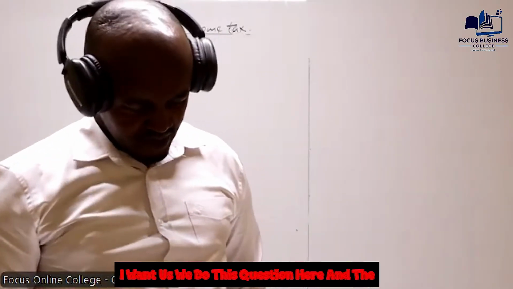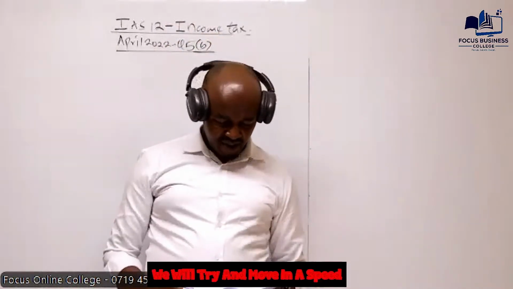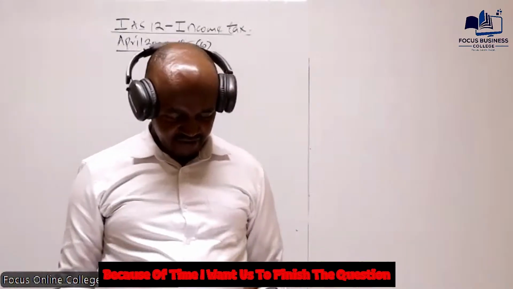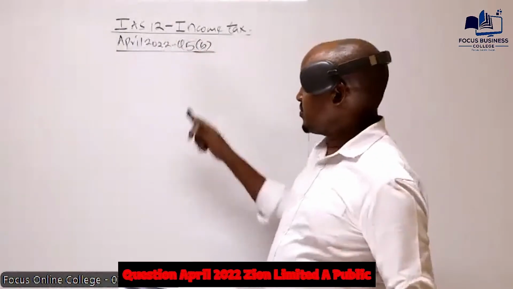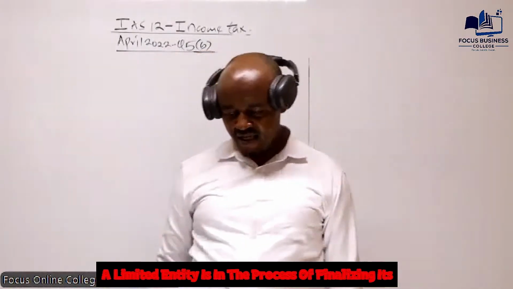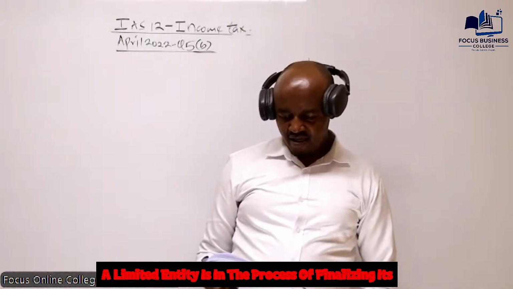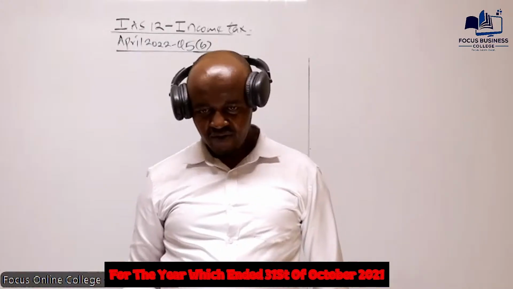The question here. I want us to do this question, and we will try and move at a speed because of time. I want us to finish the question. So we are told NL Limited. I hope you have the question. April 2022. NL Limited, a public limited entity, is in the process of finalizing its financial statements for the year which ended 31st of October 2021.